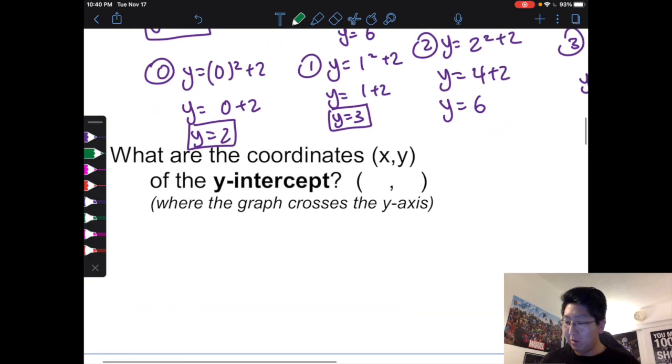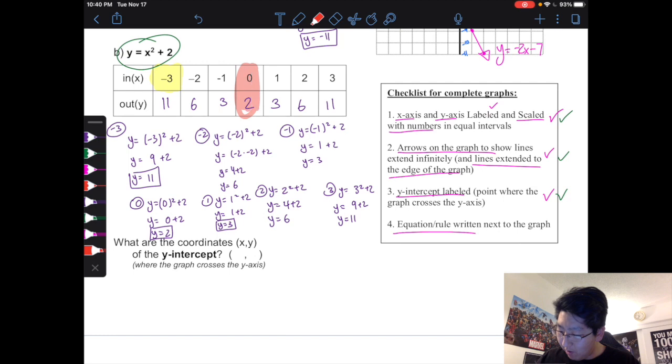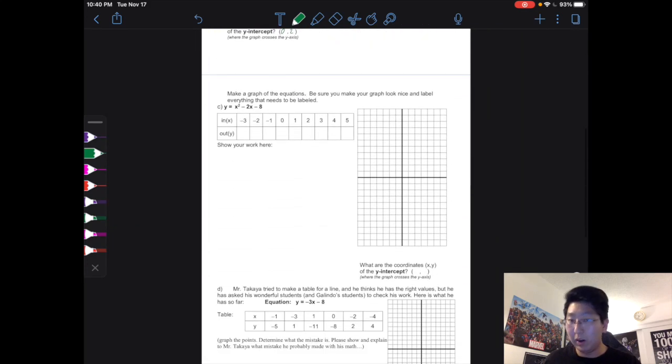So it goes. What are the coordinates of the y-intercept? The y-intercept was right here. Our y-intercept is always going to be when x is 0. What's our y? 2. Okay? Alright.